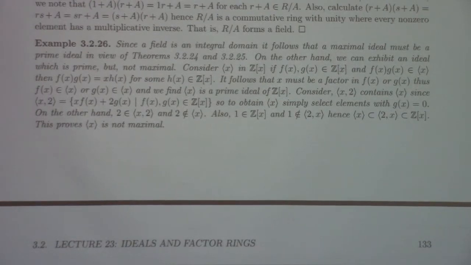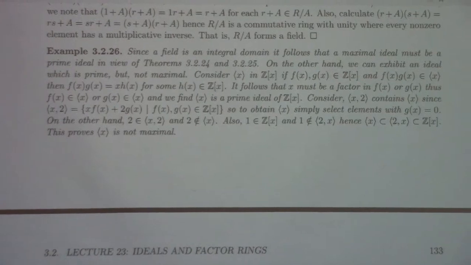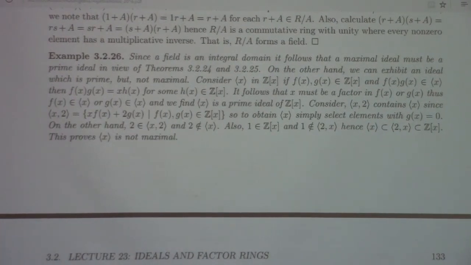This example is mostly important because we undo it with a simpler argument at the end of this lecture, okay? So let's suffer through it briefly. Since a field is an integral domain, it follows a maximal ideal must be a prime ideal in view of these theorems, all right? What does that mean? Since a field is an integral domain, right? So if you have R mod A is a field, that means that R mod A is also an integral domain. So that implies that a maximal ideal must also be a prime ideal. Because we have this theorem, if R mod A is an integral domain, that's true if and only if what? If A is a prime ideal. So maximal implies prime, but the other direction isn't so.